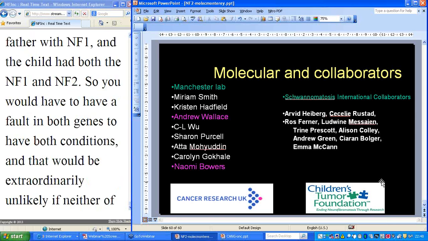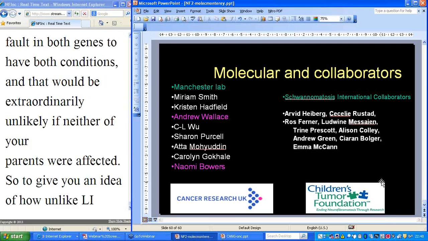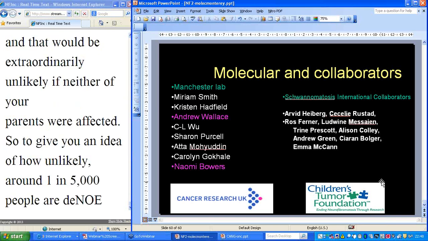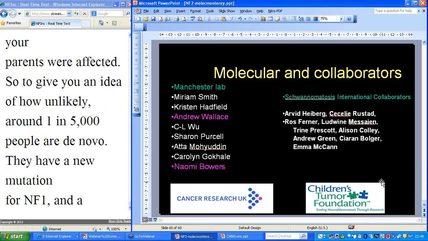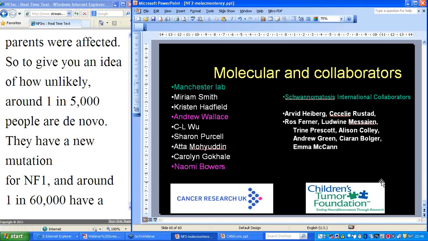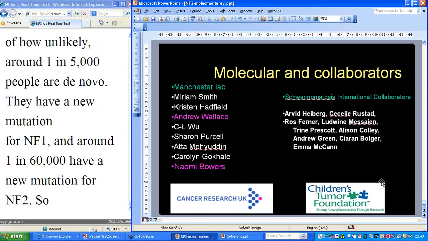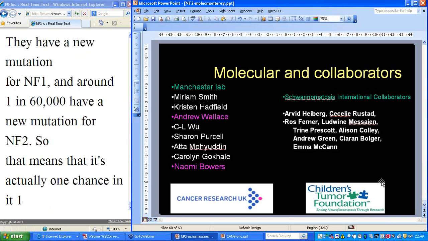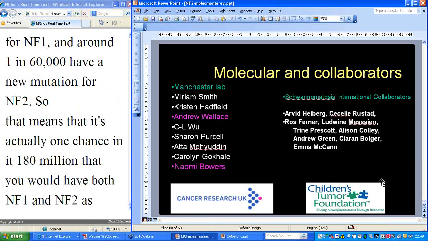To give you an idea of how unlikely, around 1 in 5,000 people are de novo, they have a new mutation for NF1, and around 1 in 60,000 have a new mutation for NF2. So that means that it's actually 1 chance in 180 million that you would have both NF1 and NF2 as a de novo event. So it would be extraordinarily unlikely.